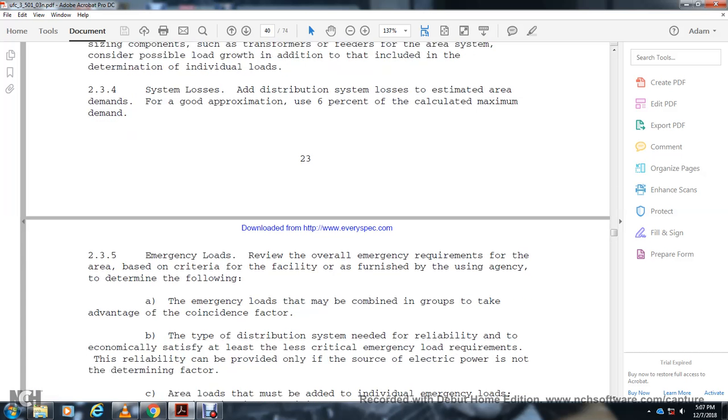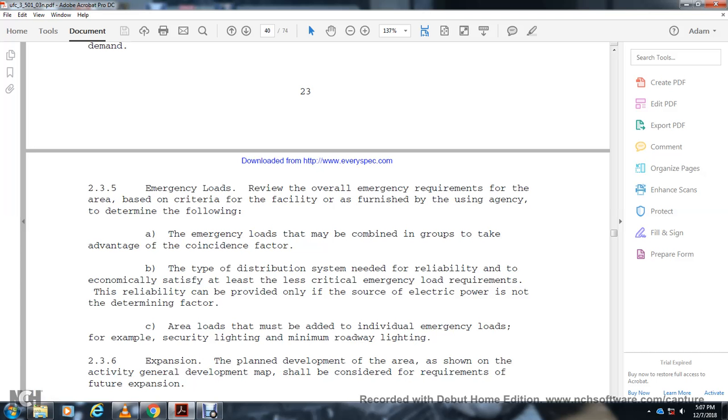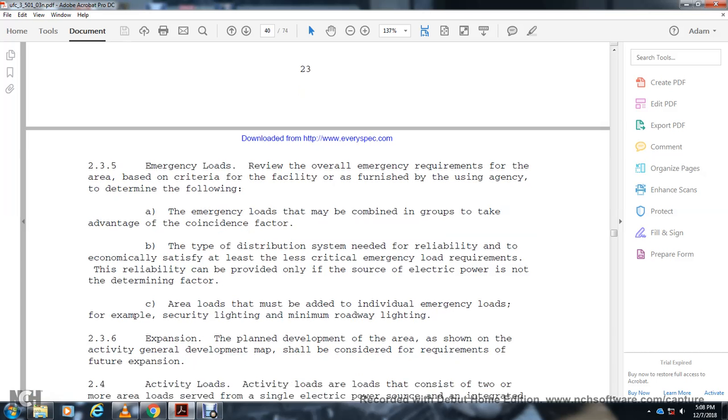B, the type of distribution system needed for reliability and economical safety should satisfy at least the less critical emergency load requirement. The reliability is provided only if the source of the electrical power is not a determining factor. And C, areas of the load that must be added as individual emergency loads, for example, the security lighting and the minimum roadway lighting.